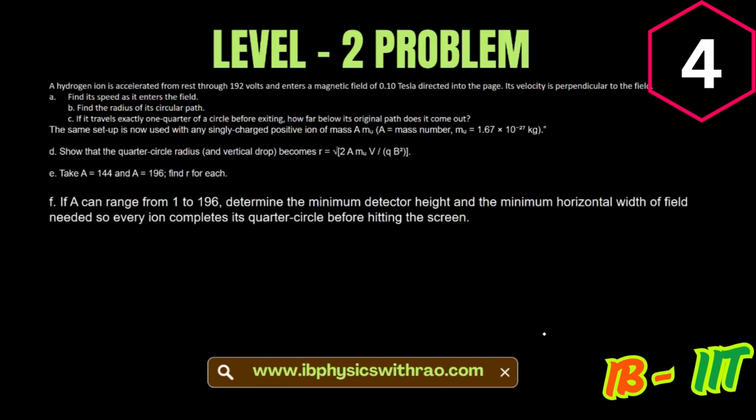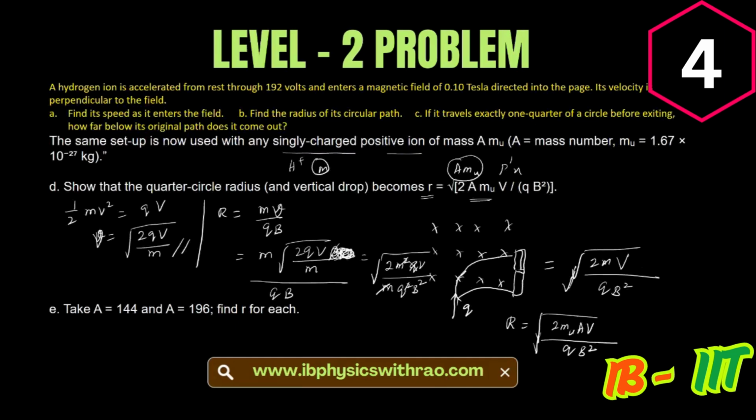Now, have we done this or not? This should be very easy in that case, right? We already got the value here. So thus we have proved this expression also. Now, what's the next thing? The next thing is: take A equal to 144, A equal to 196, find R for each. So you should substitute all the values over here. How do I substitute?